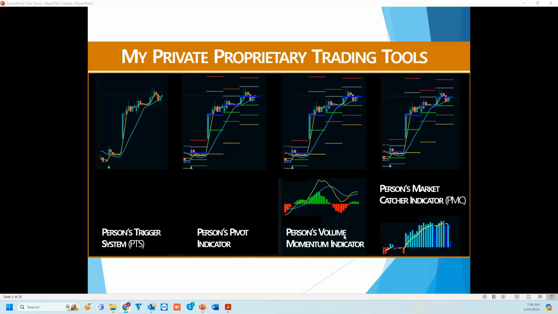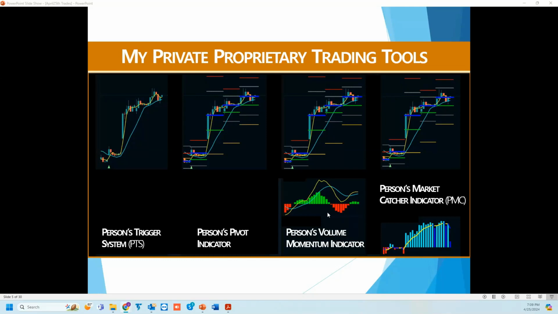Of course, there's the volume momentum indicator, and that's a highly powerful, incredible tool. And in the absence of these proprietary tools, one may use On-Balance Volume from Joe Granville.